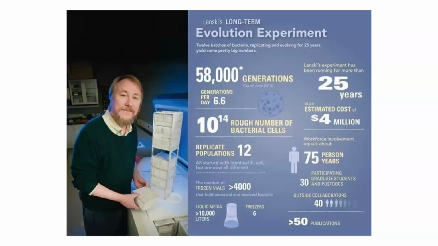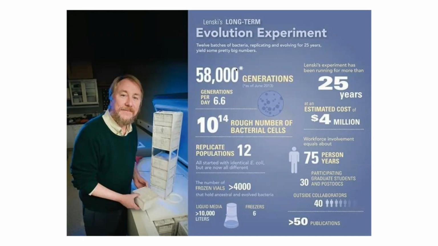Now, what did Lenski do? Well, this is a little bit outdated picture, but I can't find a better updated one. His experiment has examined 58,000 generations of bacteria. This is as of 2013. He's actually up almost to 80,000 generations of bacteria, which leads to him seeing about 6.6 generations of bacteria per day. Now, what do I mean by generation?